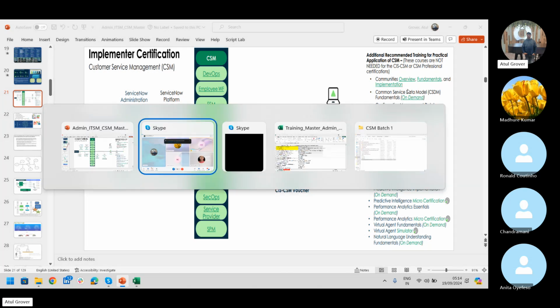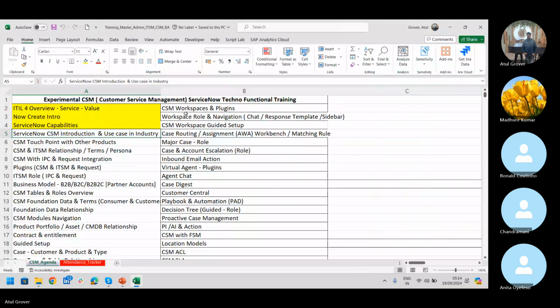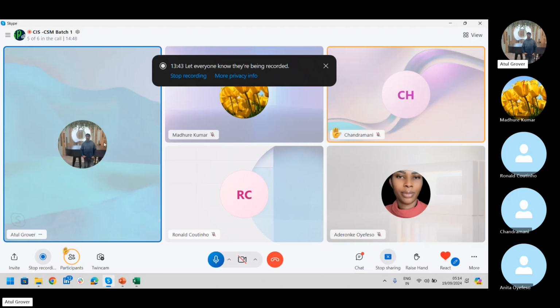And also, if I show you something on the agenda, we are going to discuss the fundamentals of CSM, why we need CSM, and how CSM and ITSM are different. Because Ronald picked up everything very rightly. It's an incident. No, it's not an incident. It is a case here. Because we have to differentiate the 2 concepts, 2 products here.